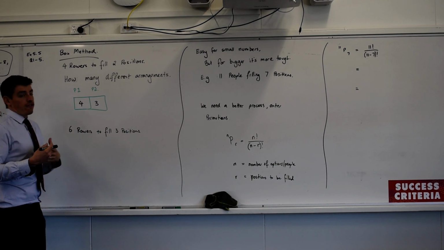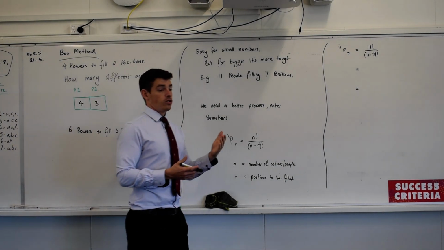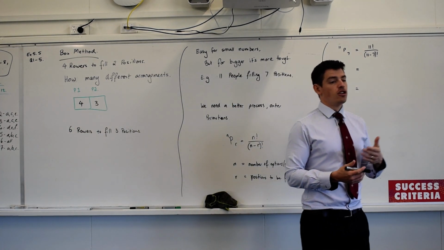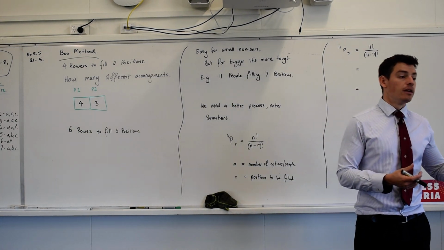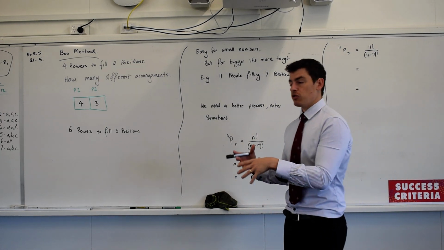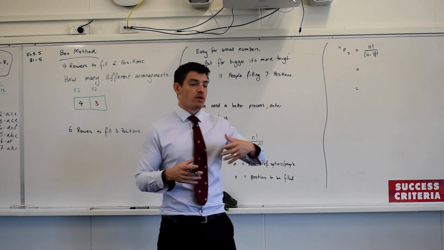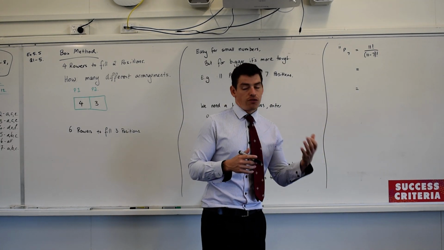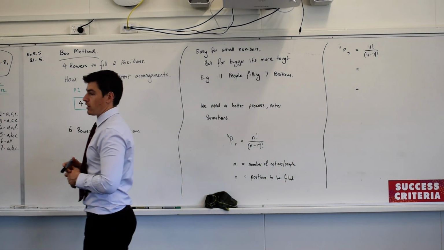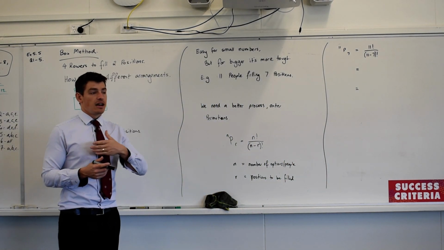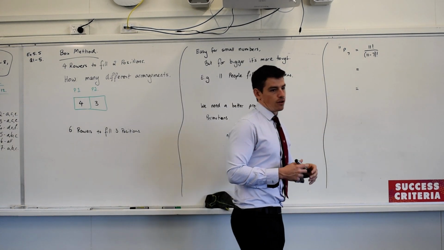Correct. So we've got 4 options for the first position. Let's just go rower A, B, C or D. Now one of those rowers is going to be in the first position, so how many do we have for the second position? 3 options. Does that make sense? So we can have A and B, A and C, A and D, B, you get the idea. Cool?